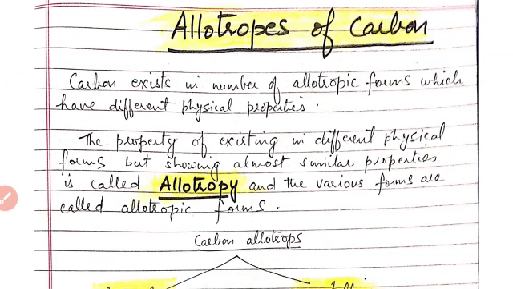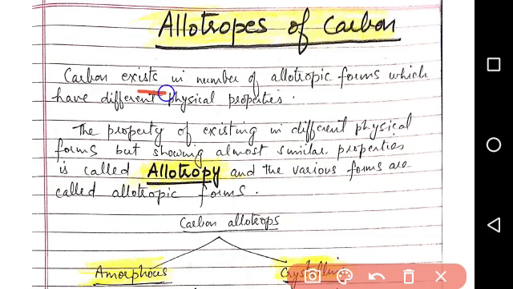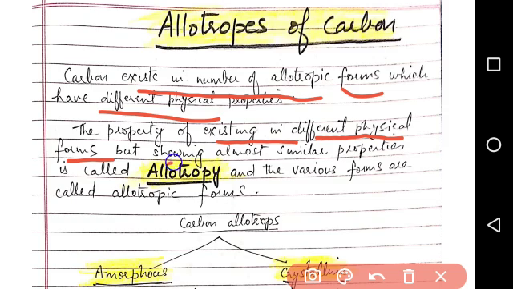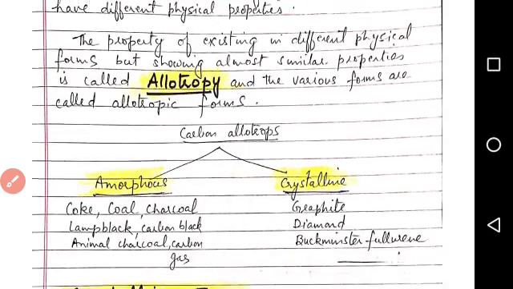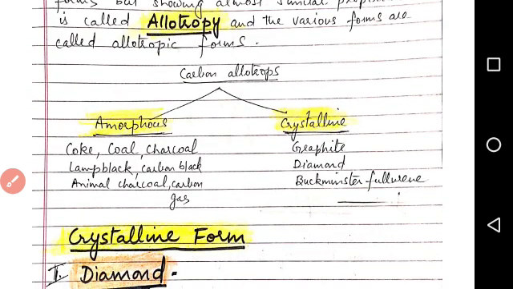Let us study today. Carbon exists in a number of allotropic forms which have different physical properties. It means carbon can exist in various forms. Physically they appear to be different, but chemically all are the same. The property of existing in different physical forms but showing almost similar properties is called allotropy, and the various forms are called allotropic forms. Carbon occurs in two allotropic forms, amorphous forms and crystalline forms.